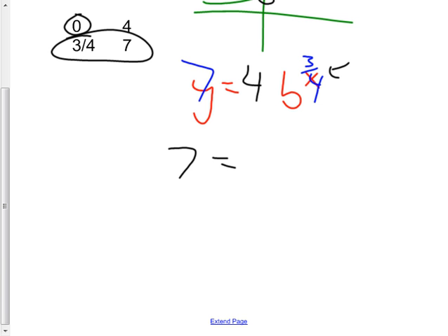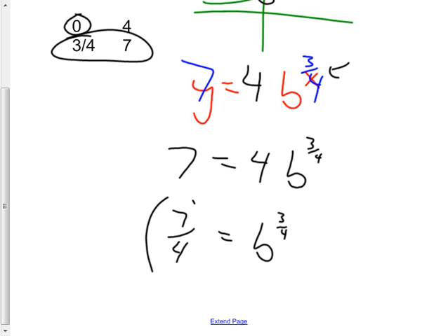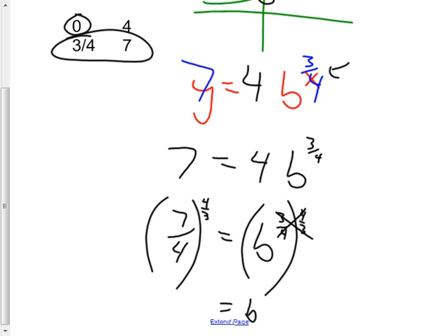So back to this, 4b to the 3/4. So then I divide by 4, 7 divided by 4, b to the 3/4. Now how do I get the b alone? I put it to the 4/3. And then that cancels, b is alone, that's what I wanted. B to the 1, but it's the same thing as b. So then it tests whether or not you can put in 7/4 to the 4/3 correctly. I'm going to pause while I do that.